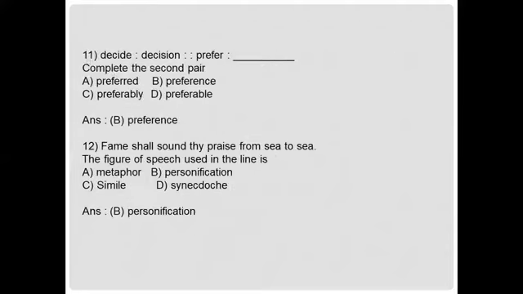Next. Decide is to decision, preferred is to dash. We have to complete the second pair. Is it A. Preferred, B. Preference, C. Preferably, or D. Preferable? And the answer is option B. Preference. Next, fame shall sound thy praise from sea to sea. The figure of speech used in the line is A. Metaphor, B. Personification, C. Simile, or D. Synecdoche. Answer is option B. Personification.